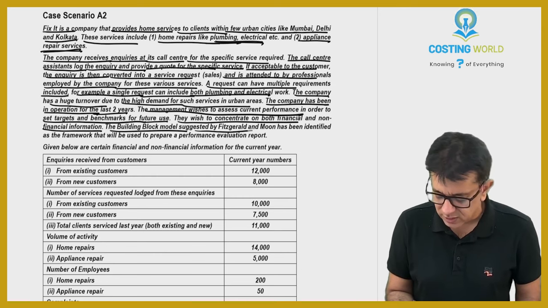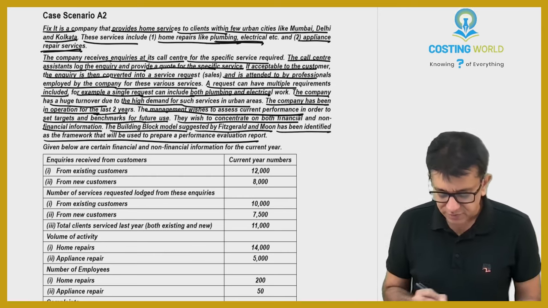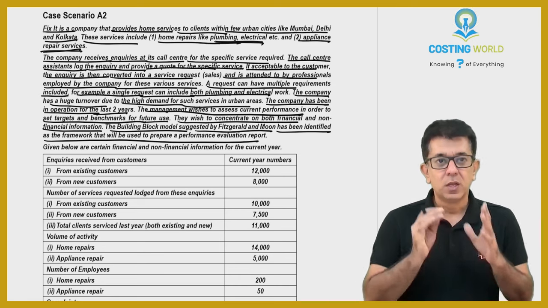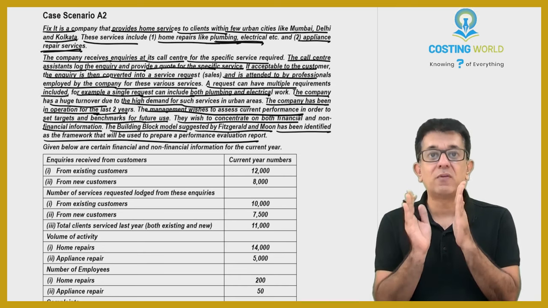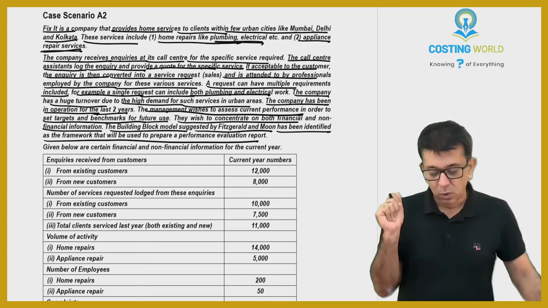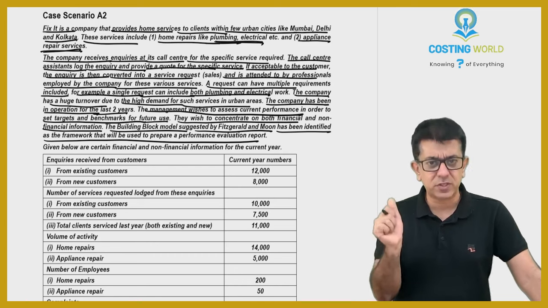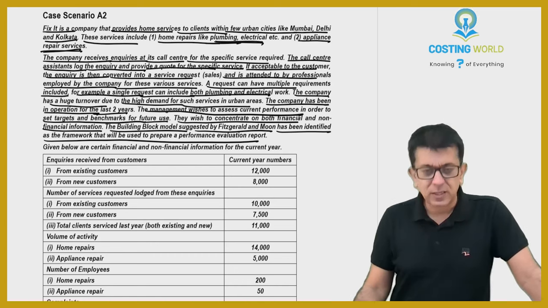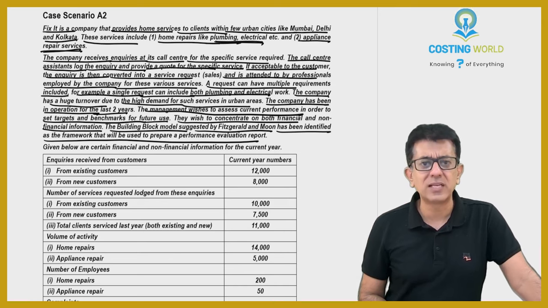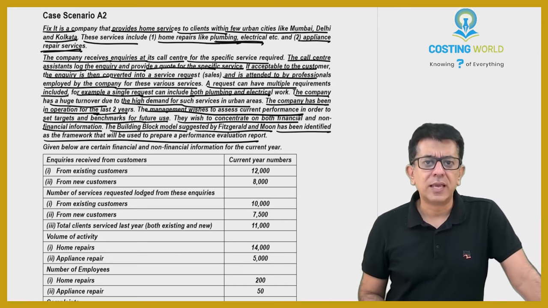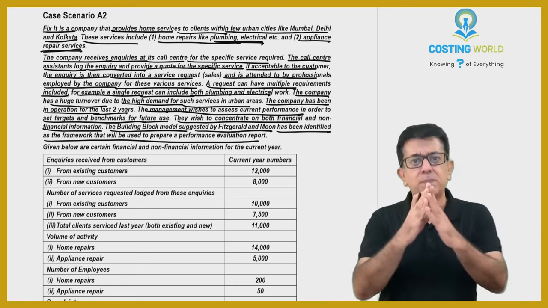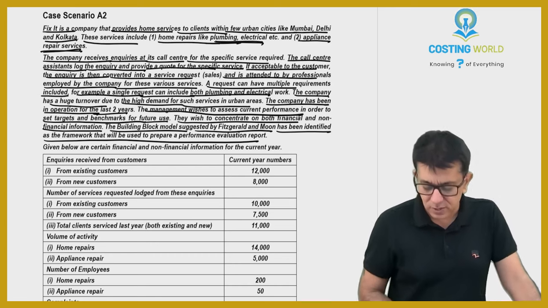The building block model suggested by Fitzgerald and Moon has been identified as a framework to be used to prepare the performance evaluation report. Now, if you're continuing to watch this, please ensure you have already done my lecture on the building block model. That was a big lecture, a performance evaluation system from every angle. It says these are the things that we should measure. There are something called dimensions. Apart from that, there should be standards, then there should be rewards. We have done all these things. There are three parts of the Fitzgerald and Moon model, that is the building block model.